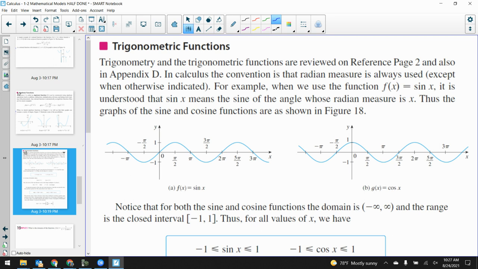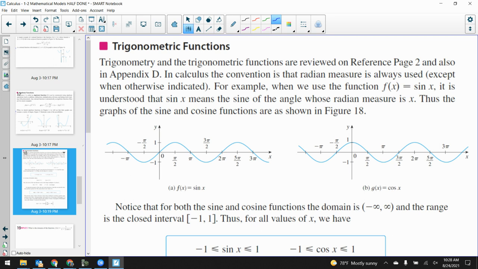When we use the function f of x equals sine of x, it is understood that sine x means the sine of the angle whose radian measure is x. Thus, the graphs of sine and cosine are always shown like this. We are going to assume that we're talking about radian measure here. Whenever we use sine, cosine, we're not going to talk about degrees. We're just going to assume that we're always using radians, unless otherwise specified.